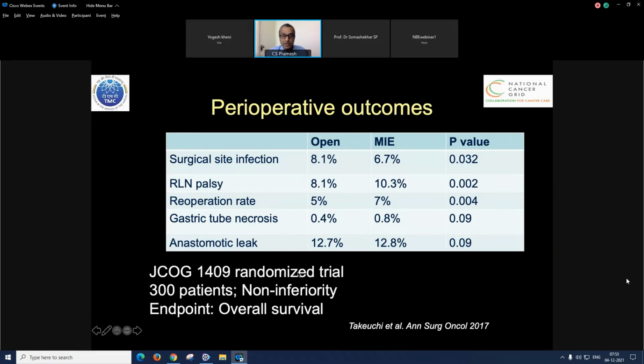Japan is actually currently conducting a randomized trial, which is a non-inferiority trial looking at overall survival, and accrual is going on with a sample size of 300 patients. And we expect that this will be the largest trial looking at survival as an outcome in this debate between an open and a minimally invasive approach.